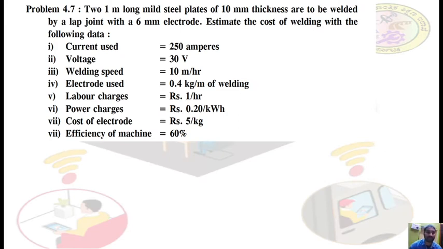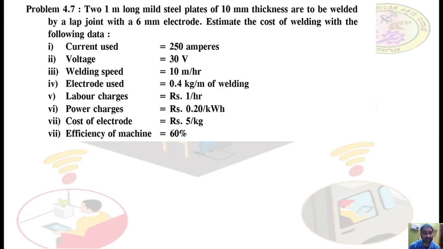So next problem is, two 1 meter long mild steel plates of 10 mm thickness are to be welded by lap joint. The 6 mm electrode. Estimate the cost of welding the following data. Current used is 250 amperes, voltage is 30 volt, welding speed is 10 meters per hour. That means in 1 hour we can weld 10 meter. Electrode used is 0.4 kg per meter of welding. That means if you weld for 1 meter, we require 0.4 kg of electrode.